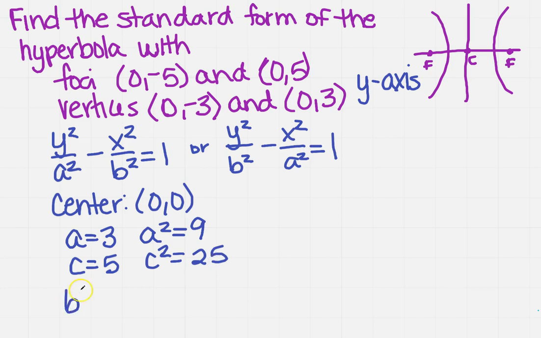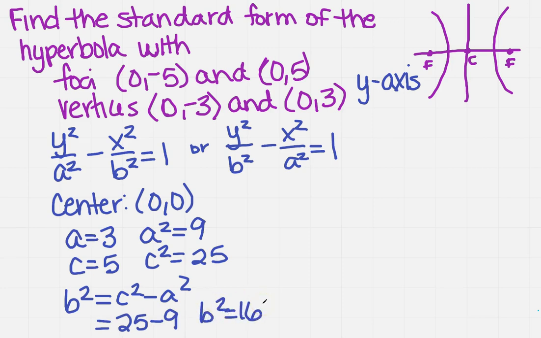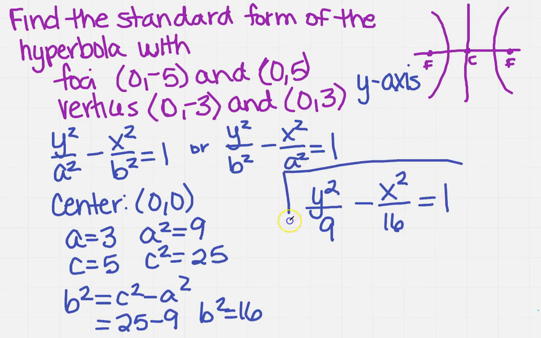So I just need to find b squared. So b squared equals c squared minus a squared, and I'm going to get 25 minus 9. So b squared equals 16. Now remember, we don't care what b actually is because we're just putting it in standard form. So we've got y squared over a squared, which is 9, minus x squared over b squared, which is 16, and that's always going to equal 1.